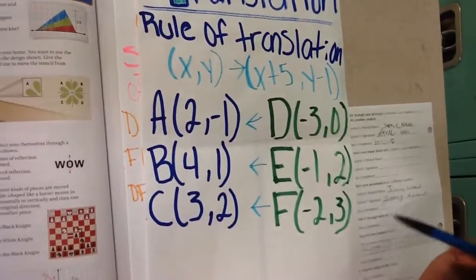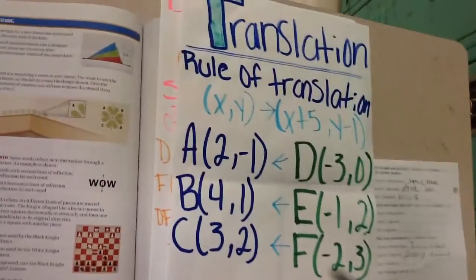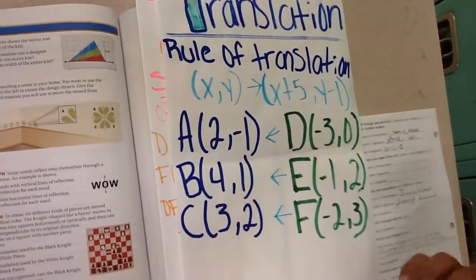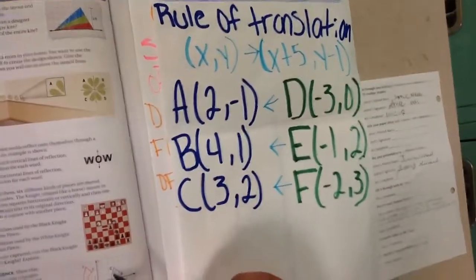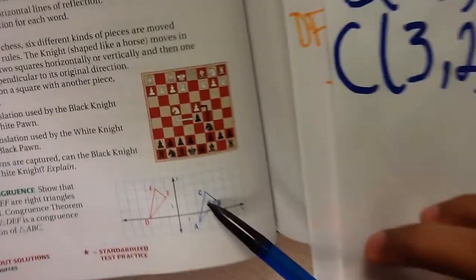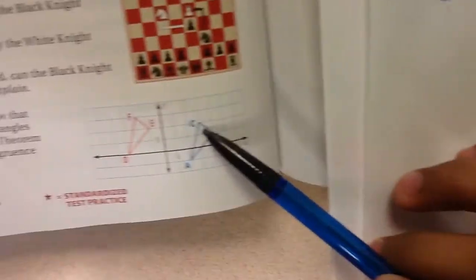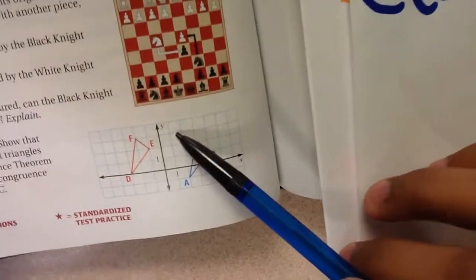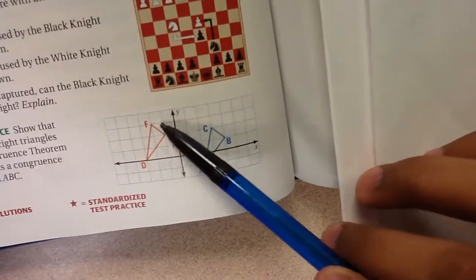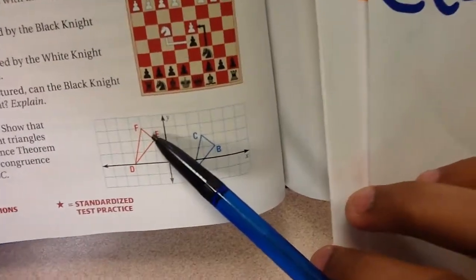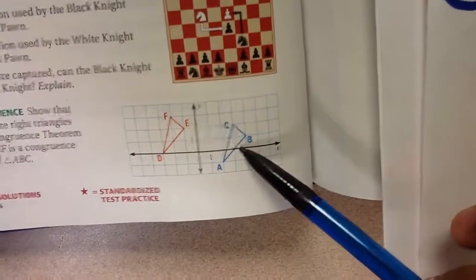Alright, so now we have to find the rule of translation. As you see here, you see two triangles. So let's pick point C and see how much it goes to point F. So it goes 1 up, and then 1, 2, 3, 4, 5. So it's 5 and 1.